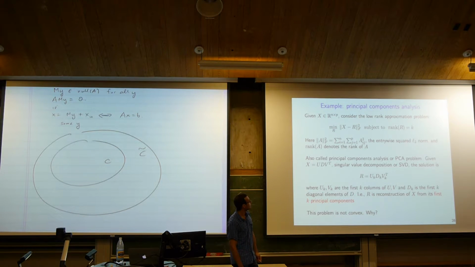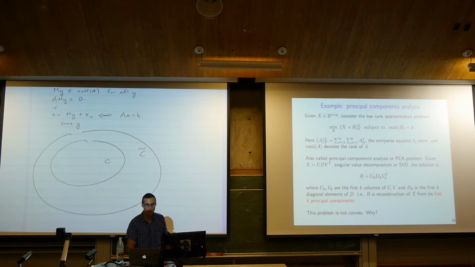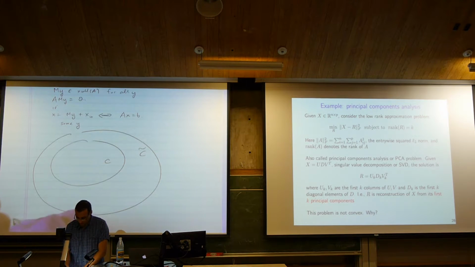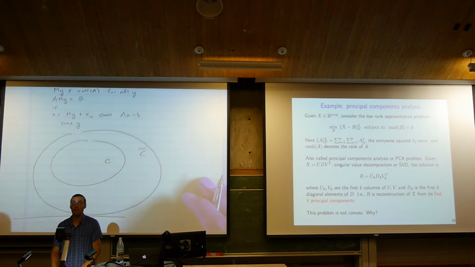And first, let's just note this is not a convex problem. This is actually a convex function. It's just quadratic in our optimization variable R. But this is not a convex constraint set. Can somebody tell me why that's the case? Why is rank being equal to k not a convex set?